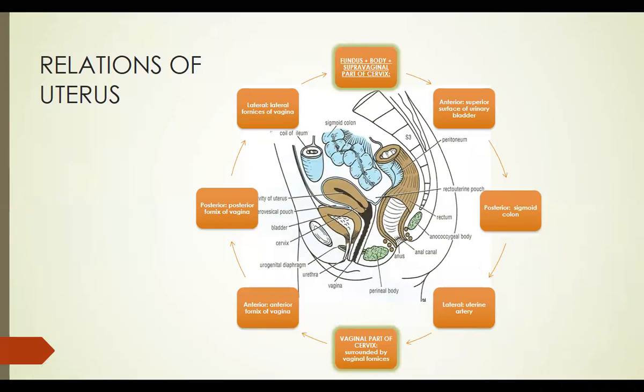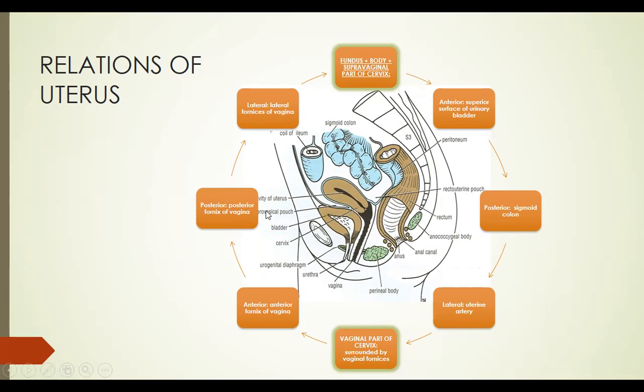Now coming to the important relations of the uterus. As you can see here, there is the uterus and there is the vagina. Anteriorly we have the anterior fornix of the vagina. Here, if you see, the vagina will be here. Fornix means the small space between the cervix and the vagina. That will be called the fornix.